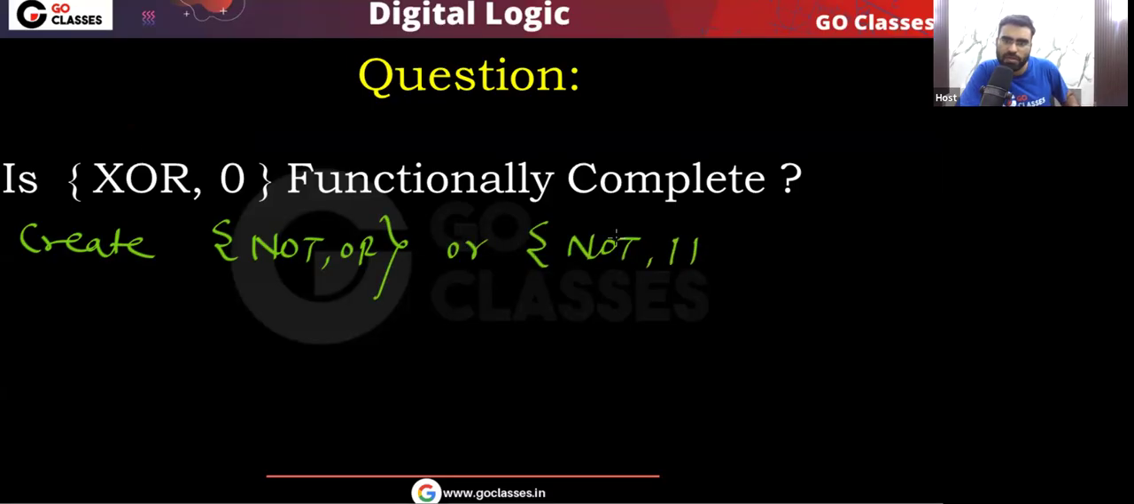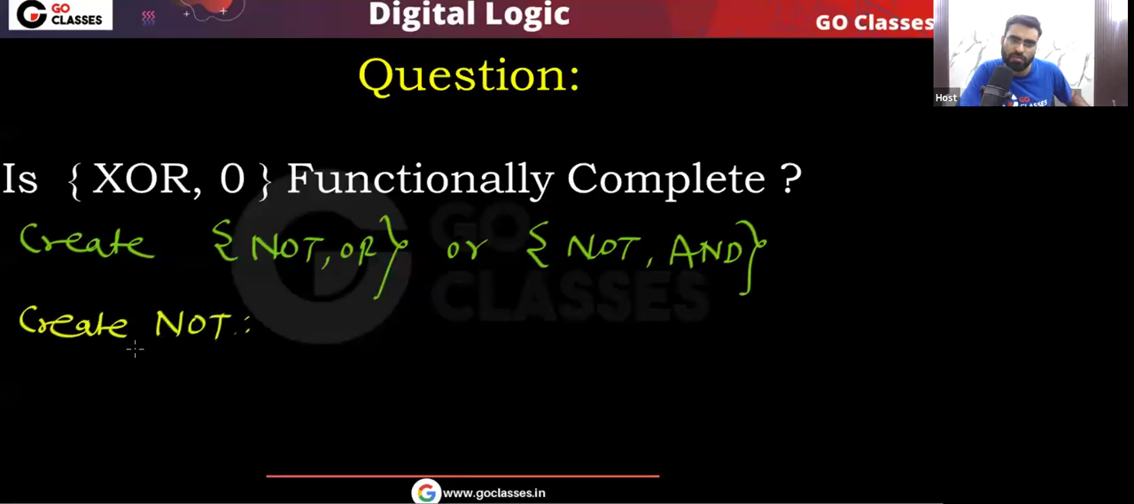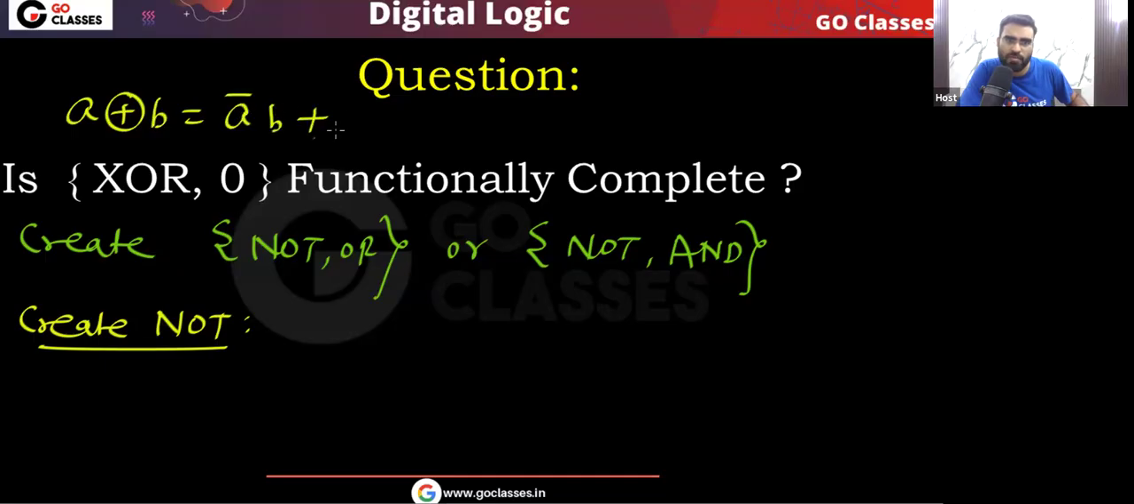Yes or no? Is this clear? See, I will create either not comma or I will create not comma and. So tell me how to create. Can I create not first? Let's see how to create not. How to create not? We already have XOR, right? What is XOR? That we already know. A XOR B is A bar B or AB bar, that we already know.